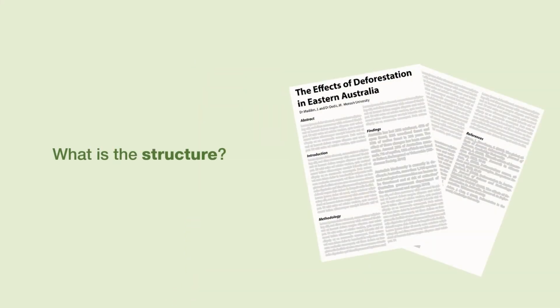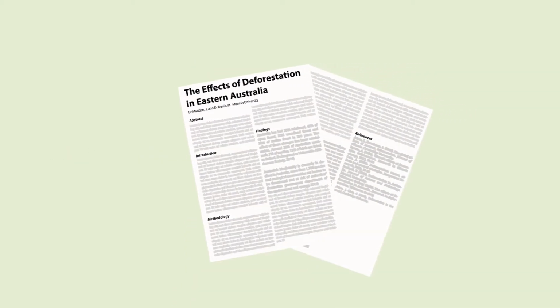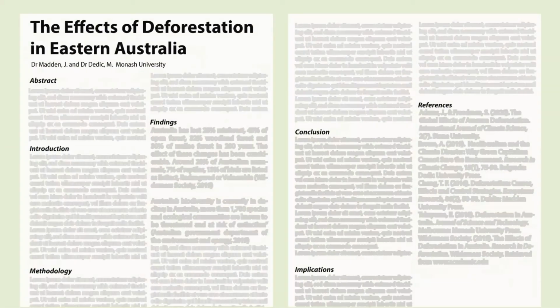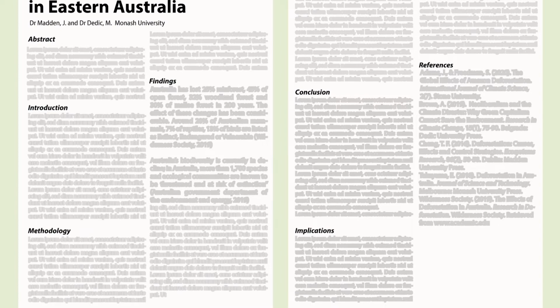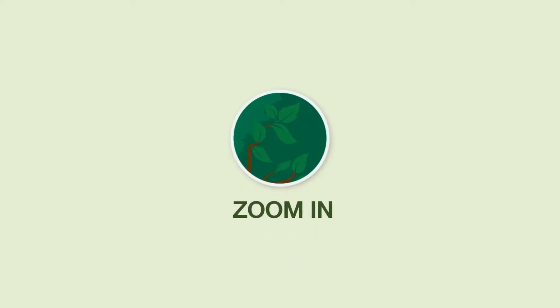What is the structure? To see the structure, I'll skim the text and look at the subheadings. This helps me to locate relevant information and identify the genre of the text. After zooming out, it's time to zoom in for closer reading or listening. This is when I think about the main ideas and details of the text.